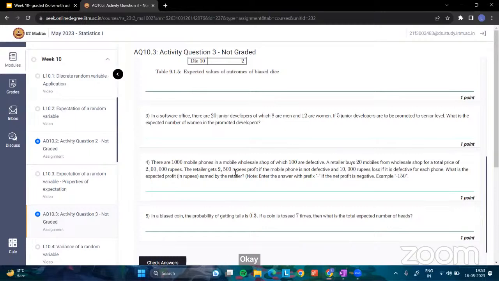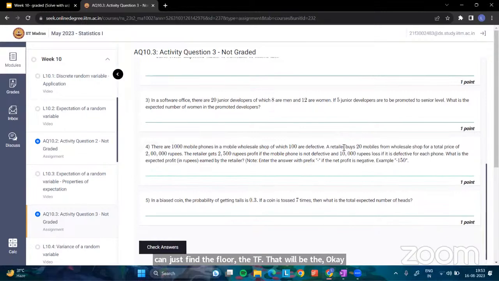The probability will be very easy to find. From the sentence, you can just find the probability of women and men. That's the easier part. Yes, madam, I understand. Thank you, madam.